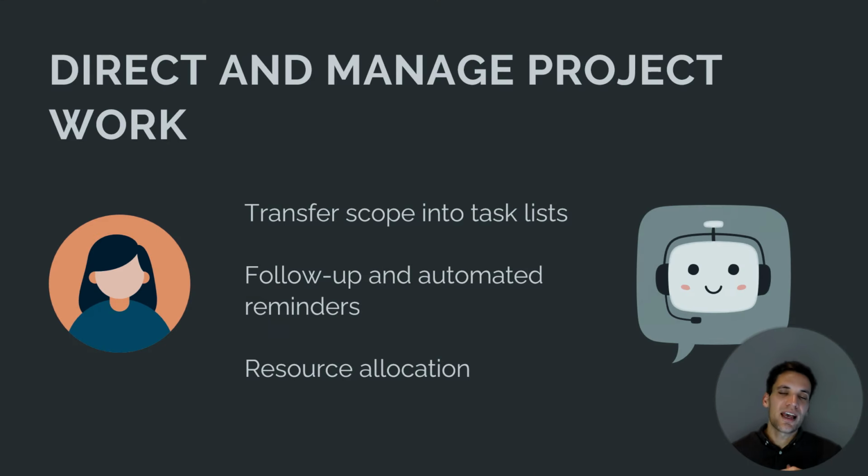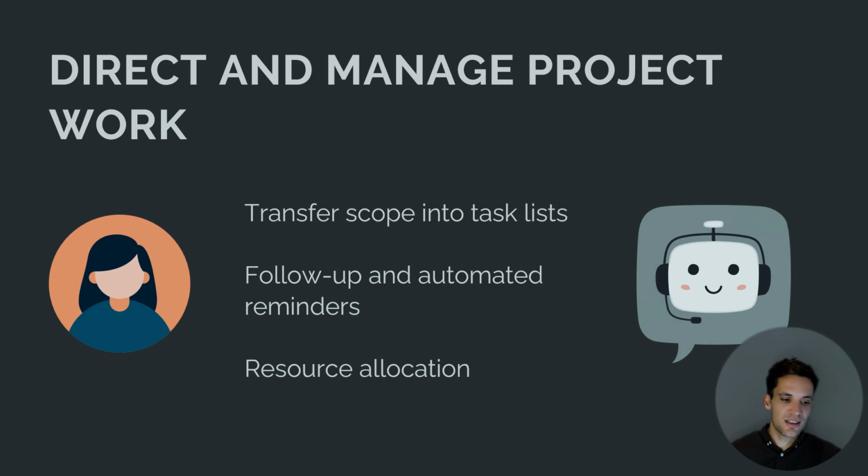Next example is how can we use ChatGPT to direct and manage project work? So we can ask ChatGPT to transfer the scope of works into a list of tasks, and then we can allocate these tasks to people. So that's quite a useful thing to be able to do. We've got the scope, and we want to know what are all the tasks the project team has to do to be able to finish the project. Based on ChatGPT being trained on the content and uploading all the project documents, it can make an attempt at turning this into a set of tasks.